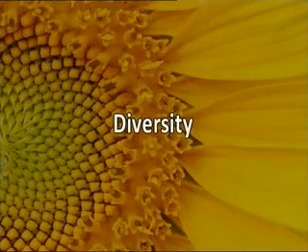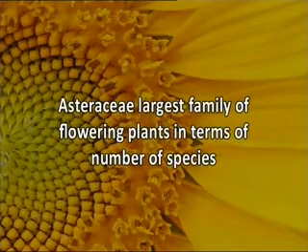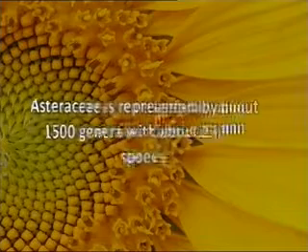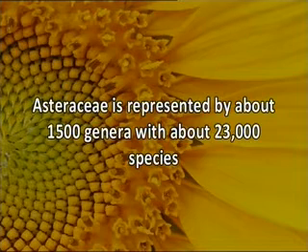Now the fourth part is the diversity of the family Asteraceae. The Asteraceae is the largest family of flowering plants in terms of number of species in the world. If we take the different families in the angiosperms, Asteraceae is number one in terms of its species richness. At present, the family is represented world over by about 1,500 genera with nearly 23,000 species.